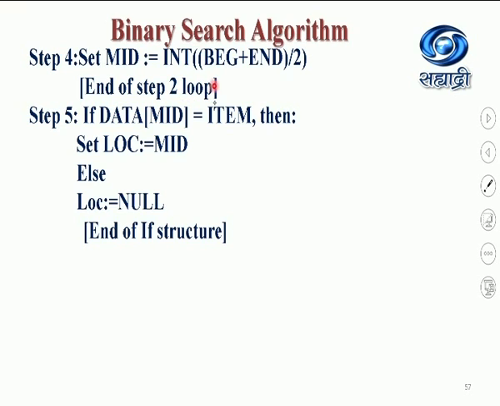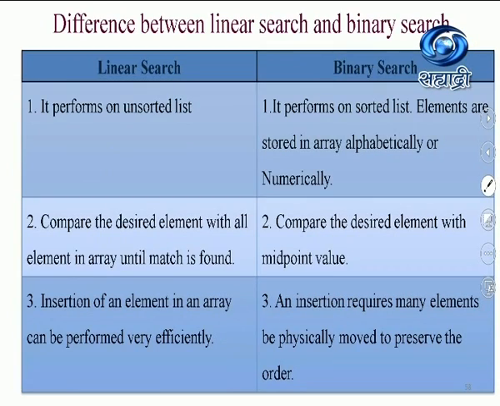So that is the end of the step 2 loop. In step 5, if data of mid is equal to item, then set LOC equal to mid. It means that if you get the given element, then set LOC equal to mid. If you do not get that element, then set LOC with the null value. Okay, this is the end of the if structure. Print LOC means print the location you get for the given key element. That location is the mid variable's location. Okay, then step 7 is the exit.